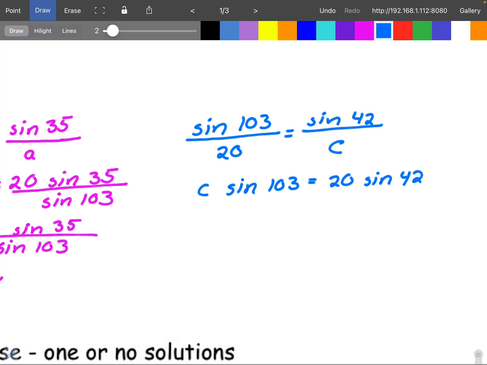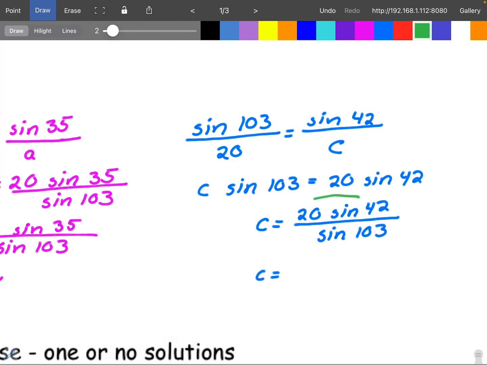Now I divide. So I'm going to divide by the sine 103 that I want to get rid of. Therefore, C is going to equal 20 sine 42 divided by sine 103. And again, I'm going to grab my calculator and I'm going to put it in. So I'm going to start by entering this into my calculator.